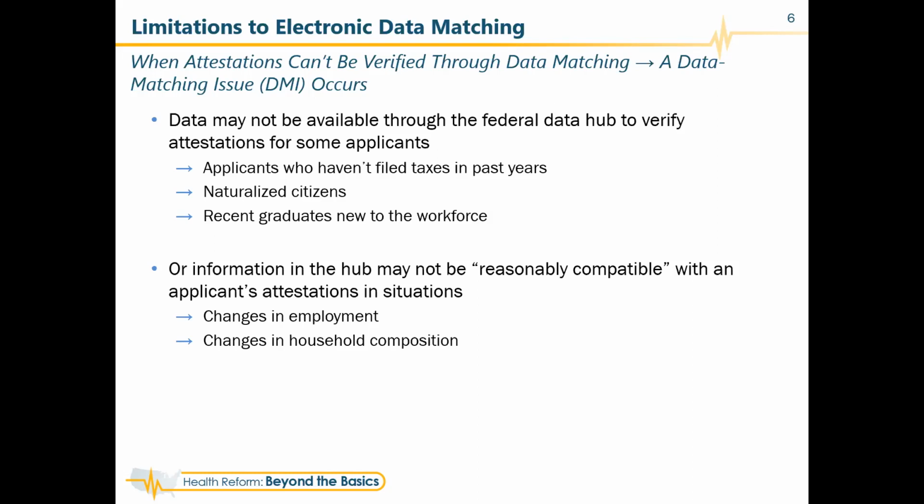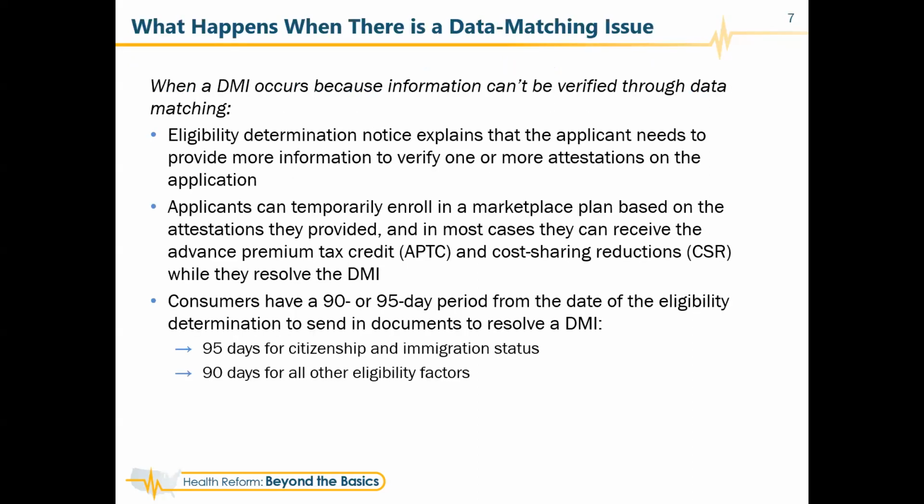There are also times when the information that the consumer provides may not be reasonably compatible with an applicant's attestation about his or her current situation. And that can happen for a variety of reasons. People's situations fluctuate, their income fluctuates from year to year or week to week at times. So that can make it difficult. Maybe somebody has a new job, maybe they worked fewer hours or more hours, maybe they have a new person in their family, or their household changes. So for a variety of reasons, data matching does not always work.